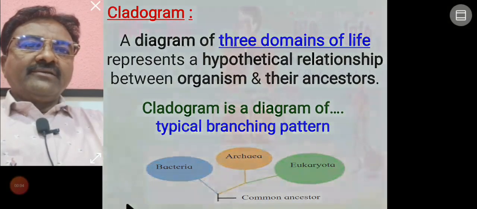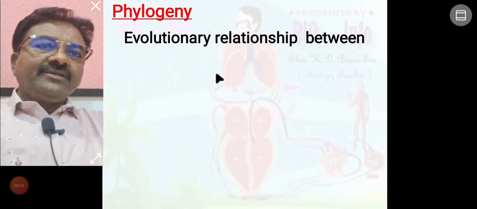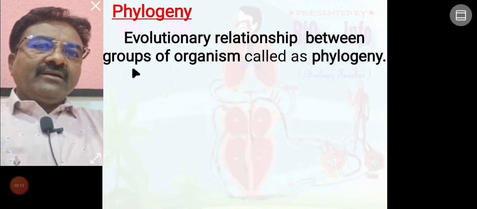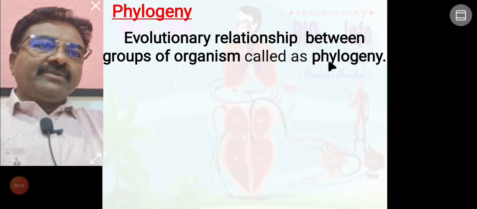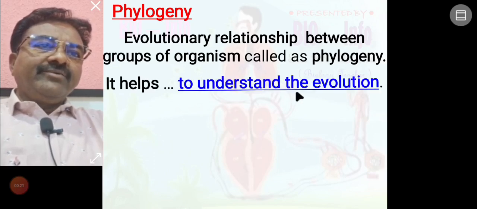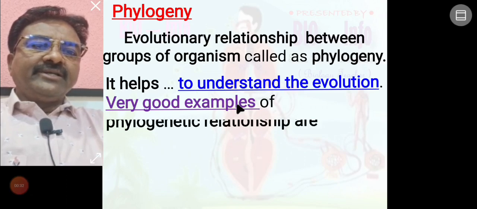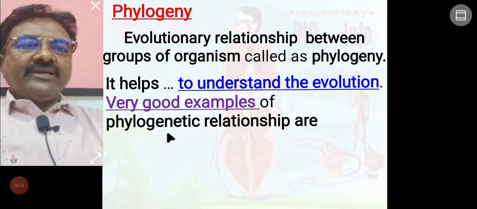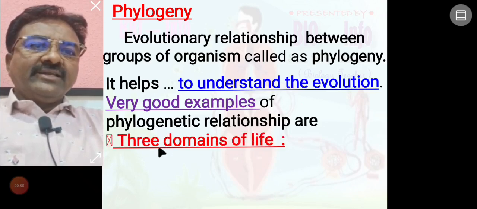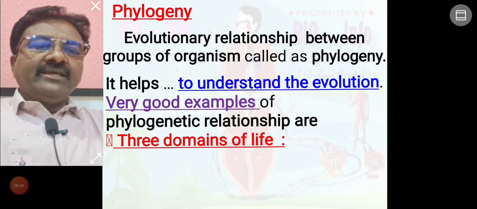Now we learn the term phylogeny. What is phylogeny? The evolutionary relationship between a group of organisms is called phylogeny. Such phylogeny helps to understand evolution. What is the main importance of phylogeny? To understand evolution. A very good example of phylogeny: the phylogenetic relationship of the three domains of life. You know, three domains of life means three forms of life.